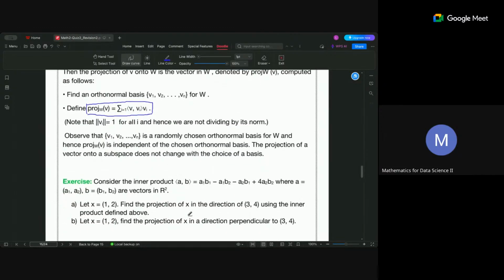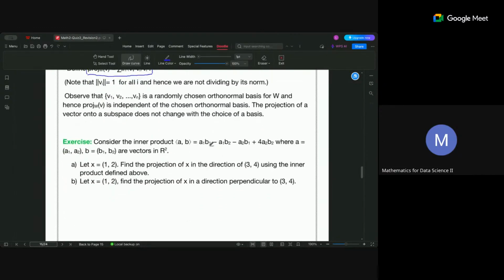So let us look at the first problem. Consider an inner product. So the inner product is defined in this way. Let x is equal to 1, 2. Find the projection of x in the direction of 3, 4 using the inner product defined above. How can we do this? Ma'am, first of all, we have to find out projection of 1, 2 with respect to 3, 4.